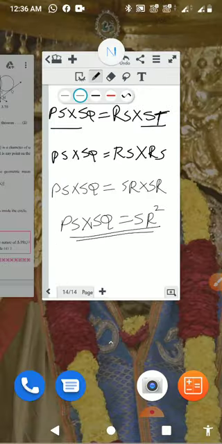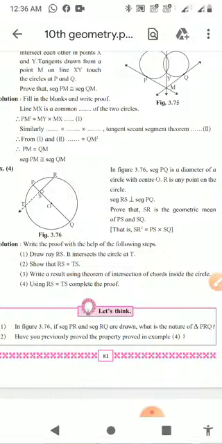Now we discussed in this session the important theorems, out of which the most important theorem, which I again suggest you do perfectly, is the tangent secant segment theorem. Two other theorems are also important, as most of the time questions are asked on them: intersection of chords inside the circle and intersection of chords outside the circle.